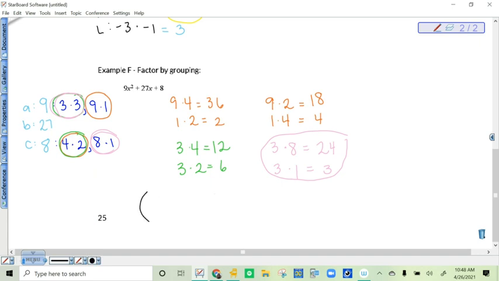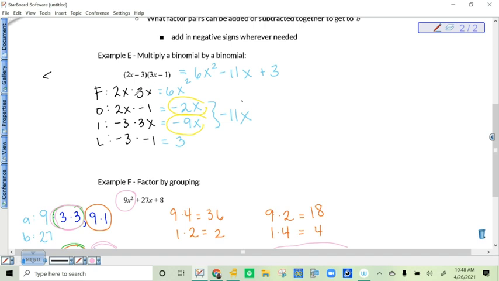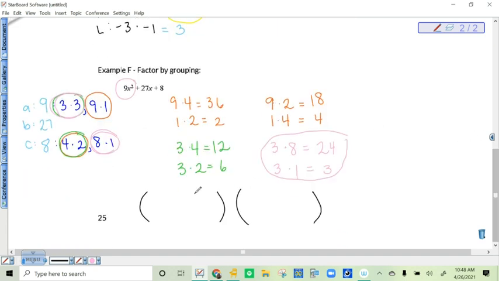So first put in your parentheses, right? Okay. And so I want my first times first to equal 9x squared. See that? My first times first always equals that leading term, that first term with the variable squared. So I want my first times first to equal 9x squared. So I'm going to put in 3x and 3x. Yes? 3x and 3x.